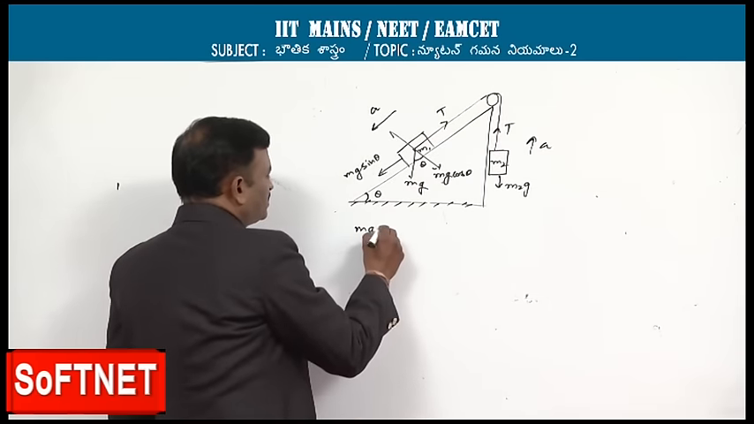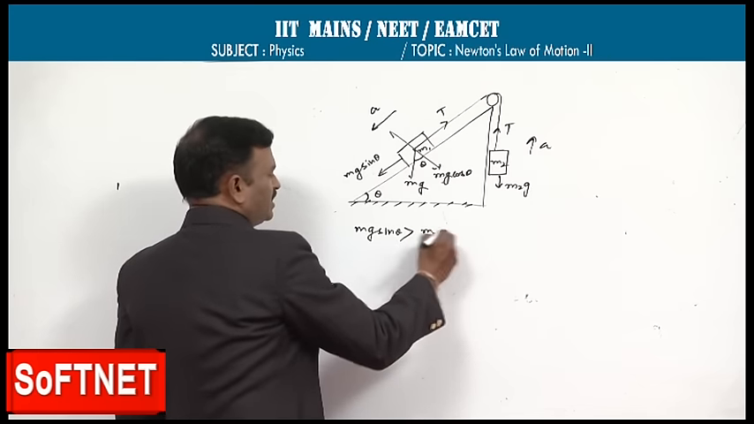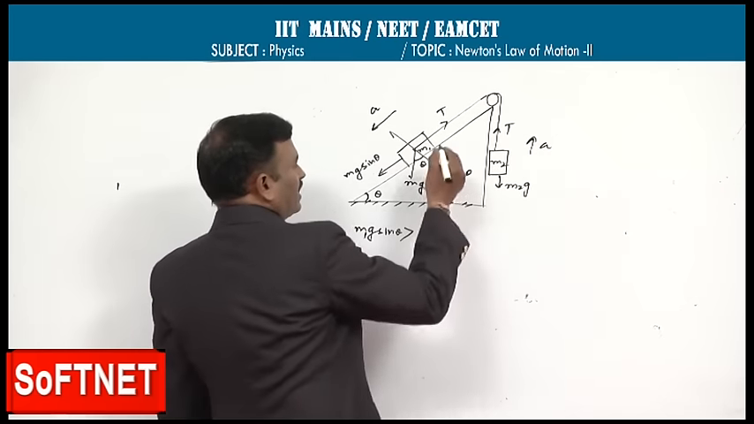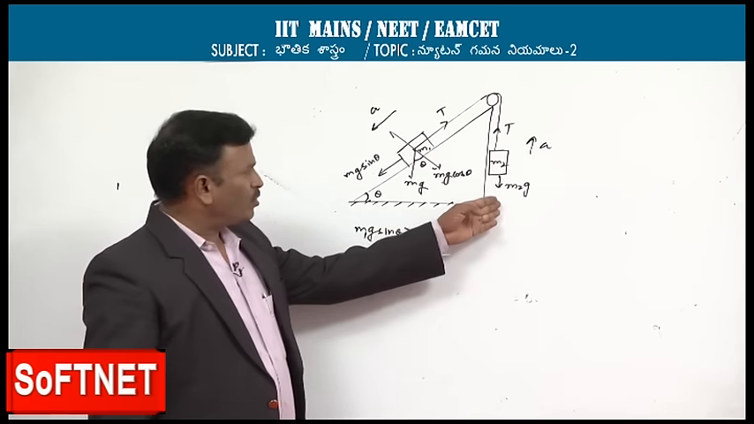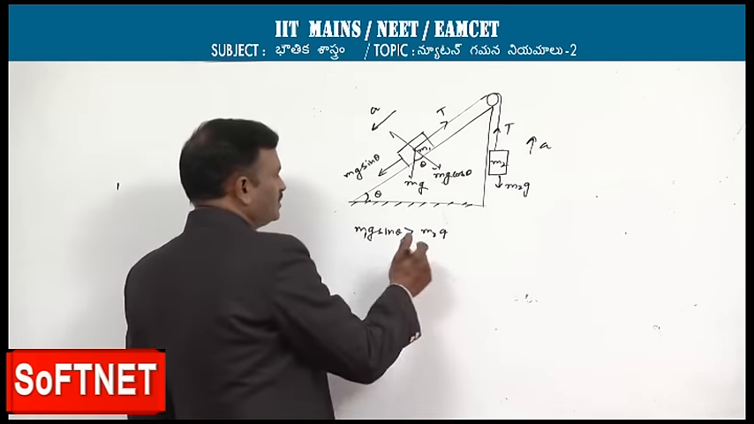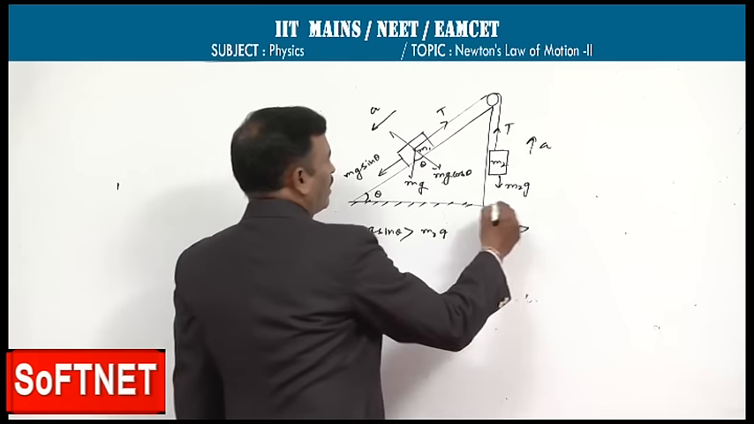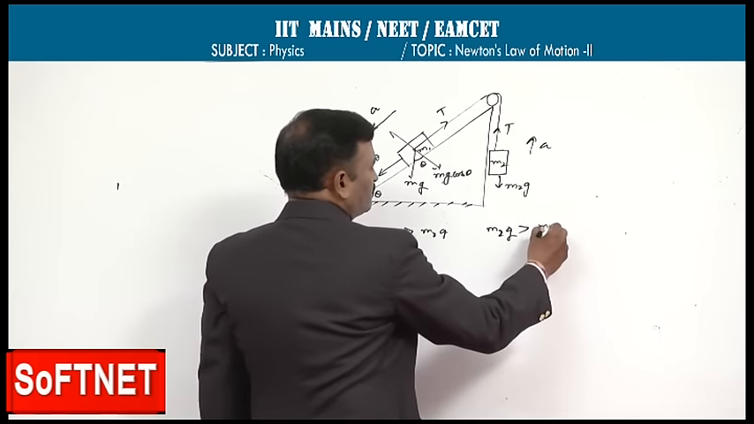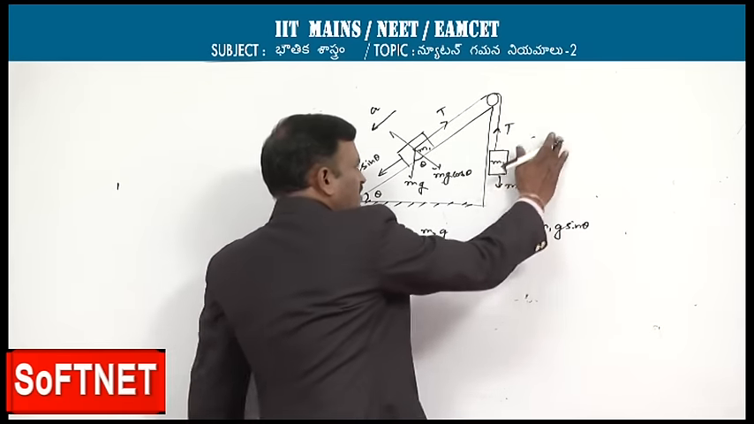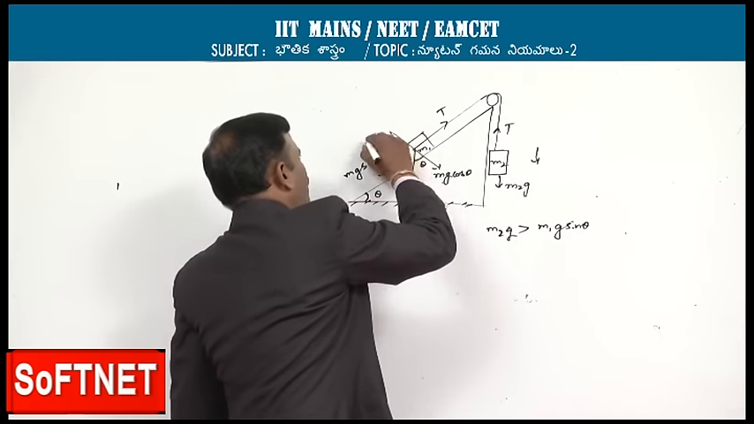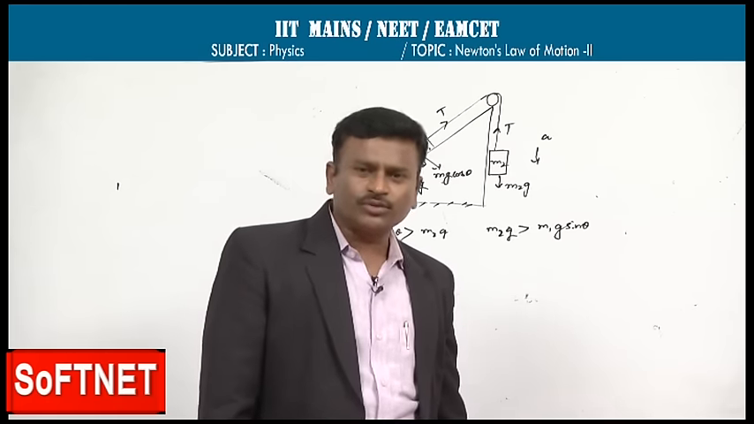Condition is m1g sin theta is greater than m2g. The acceleration will be along the inclined plane in the downward direction, and m2 will move upwards. If m2g is greater than m1g sin theta, at that time obviously m2g is more, the acceleration will be down, then here acceleration will be up. In such a manner, we are supposed to start the respective free body diagrams.